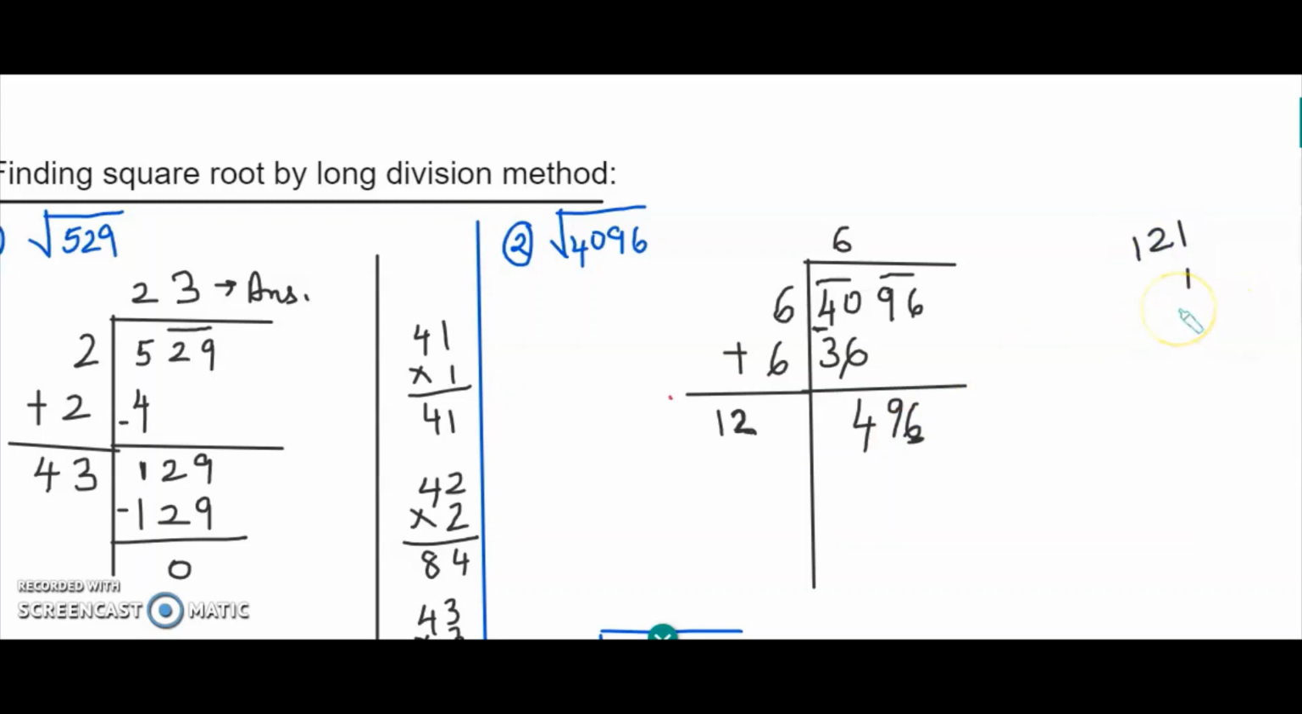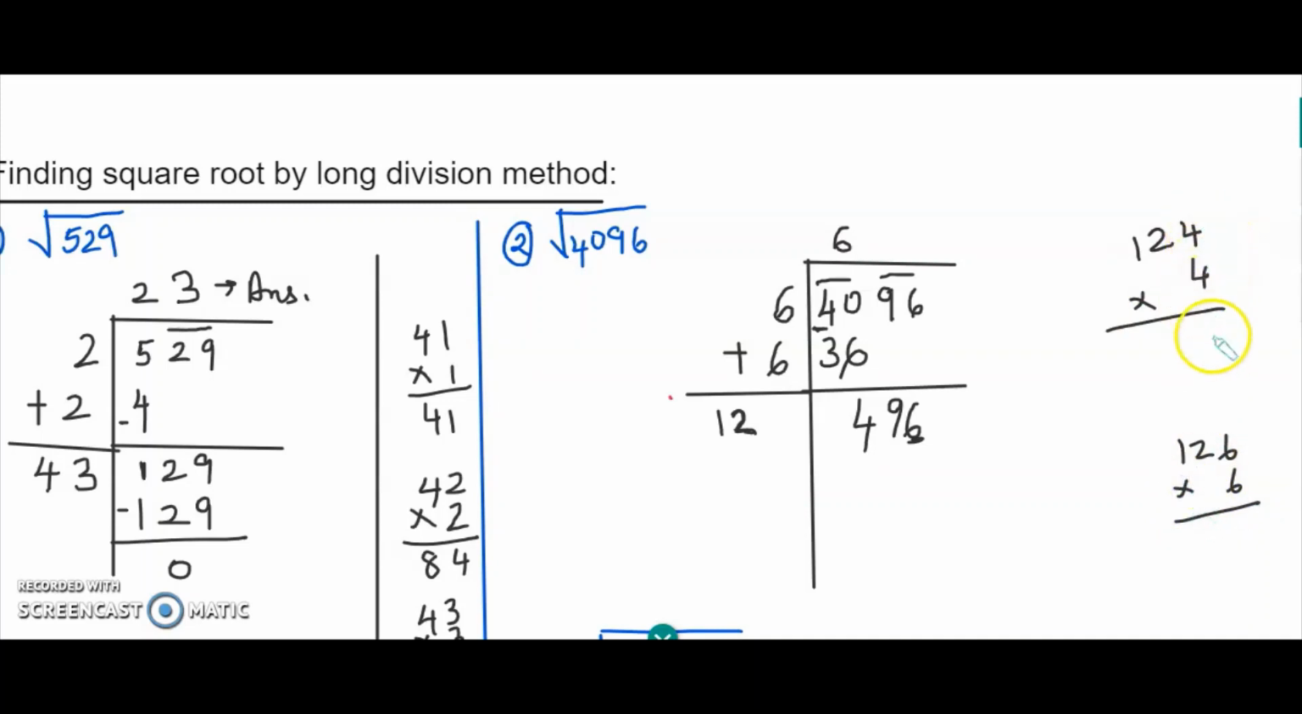122 twos are, it's going to be a long method. So best we go with the trick. I have a 6 at the units place. So either I should go by 124 fours are, or I should go by 126 six are. And I should get my answer within that.